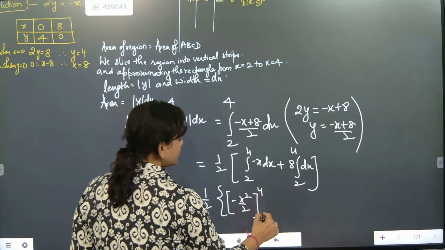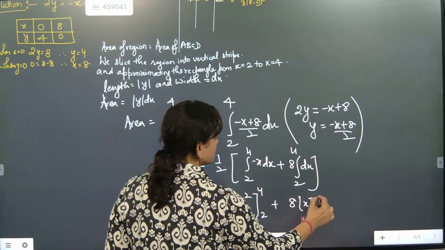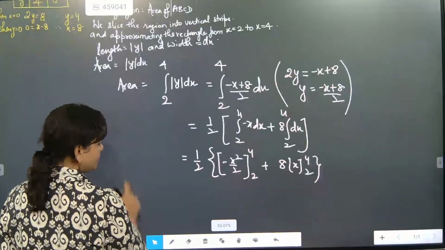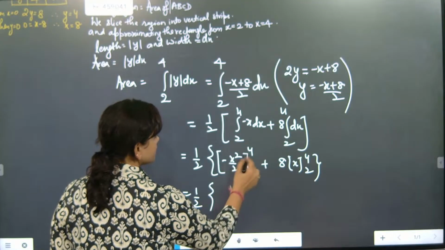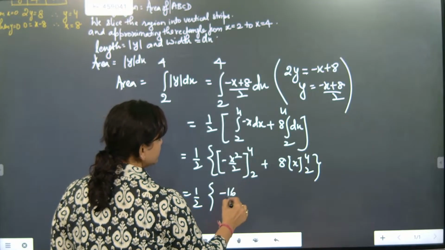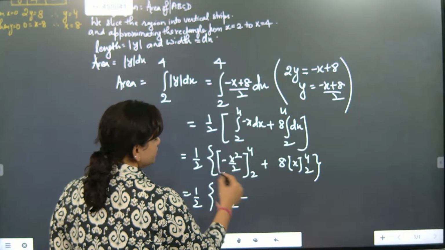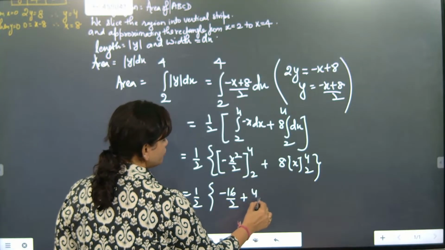This part is coming as 4 and 2 plus 8x 4 and 2. Done. And 1 by 2 is outside. So 1 time it will become 4 4 16. So minus 16 by 2. And then here it is coming as minus into minus plus. How much it will come? 2 2s are 4 by 2.